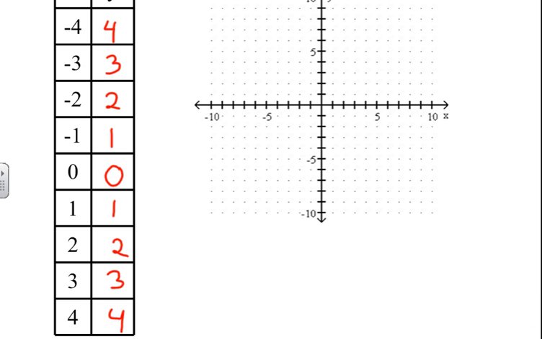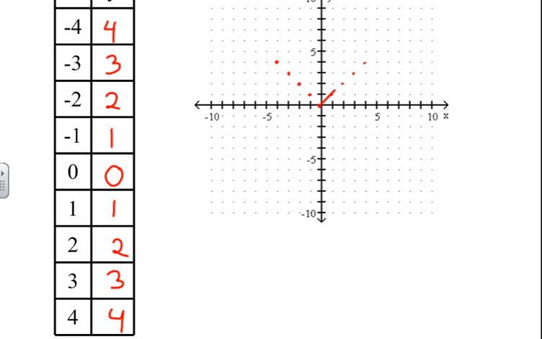So we're just going to plot the points. 0, 0. When x is 1, y is 1. When x is 2, y is 2. X is 3, y is 3. X is 4, y is 4, and so on. So let's look on the left-hand side. When x is negative 1, y is 1. X is negative 2, y is 2. X is negative 3, y is 3. And x is negative 4, y is 4.